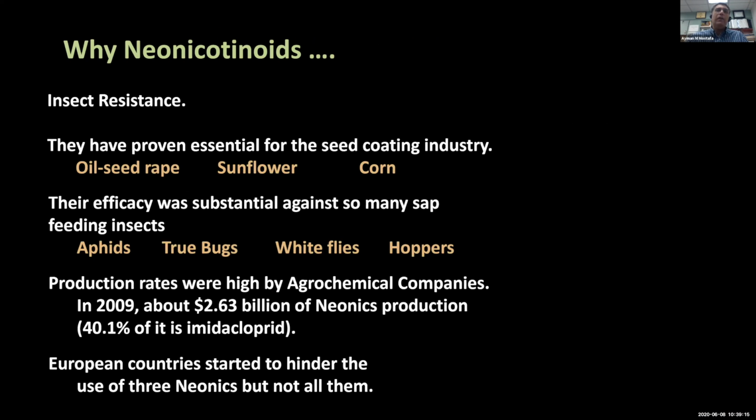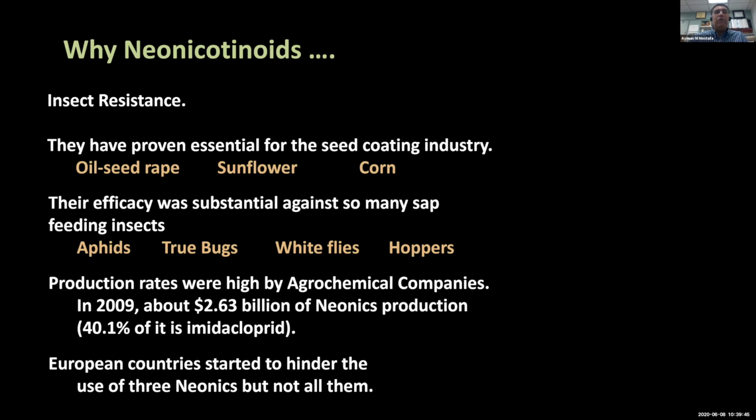But why neonics? Why do we need another chemical? Don't we have enough? The problem with insecticides is that insects are very, very smart. They can develop resistance quite fast. With the compounds that we have, they have a lot of generations, and we know resistance is genetic, so they can develop this resistance quite quickly, in a very short time.